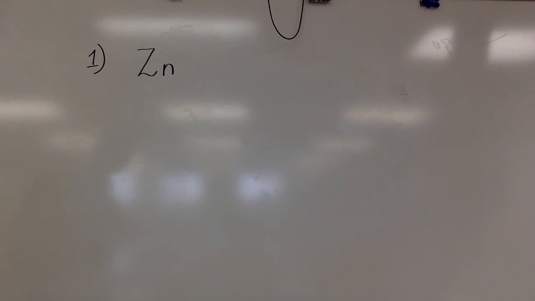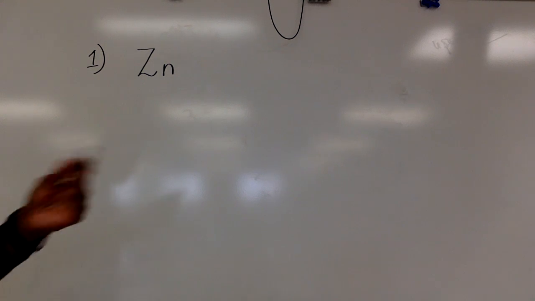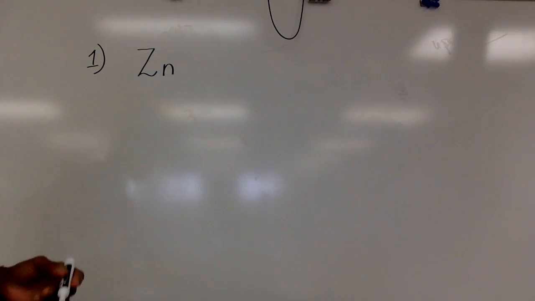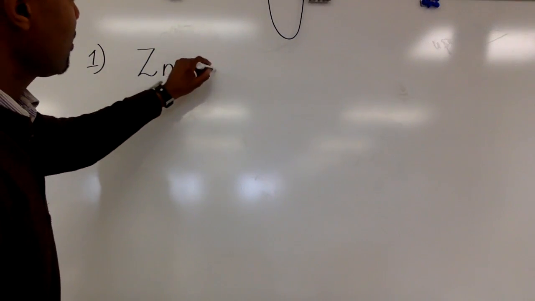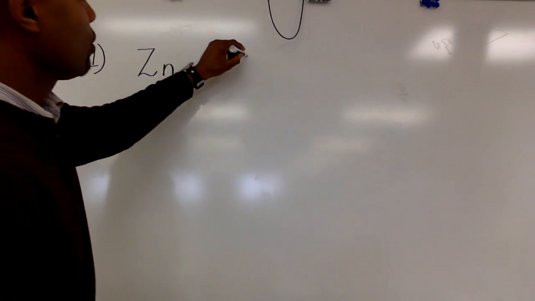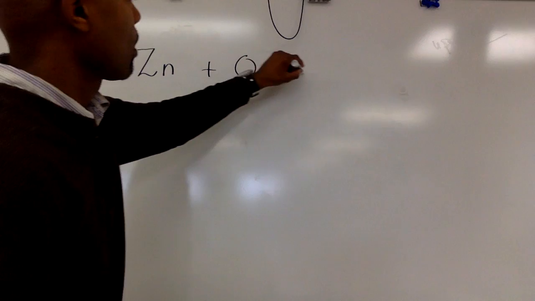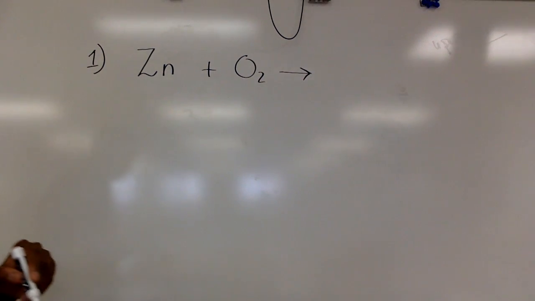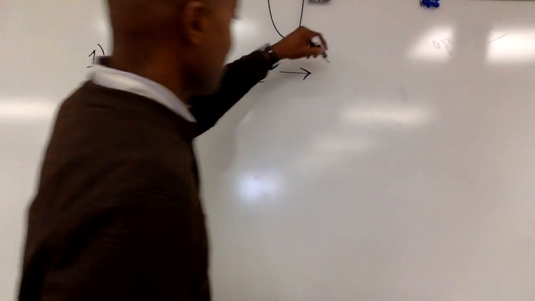Okay, so here is the first one from the homework assignment. The homework page is Balancing Chemical Equations, Worksheet 1, and it has 13 equations on it. So we'll work out a few, and then I'll let you go on your own and see how you do. Okay, so the first one is zinc plus oxygen, and that yields zinc oxide.